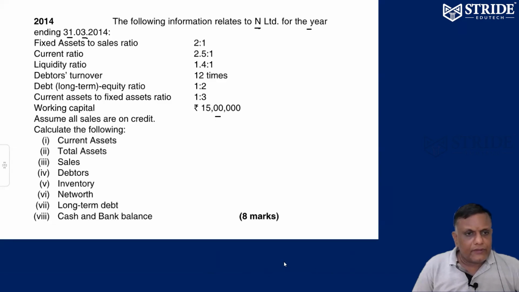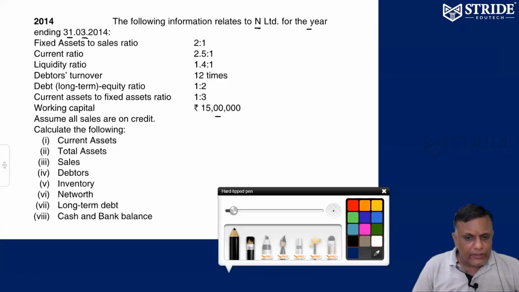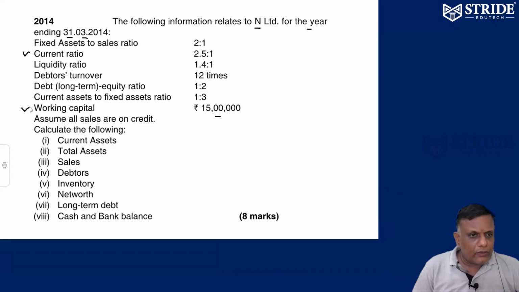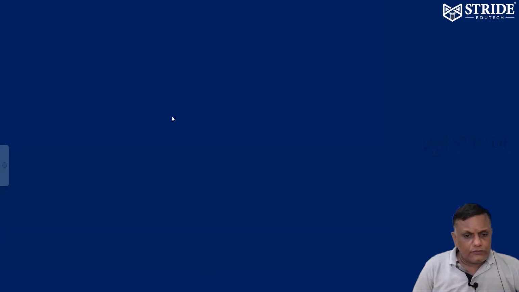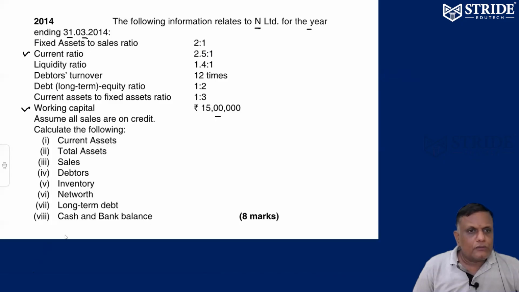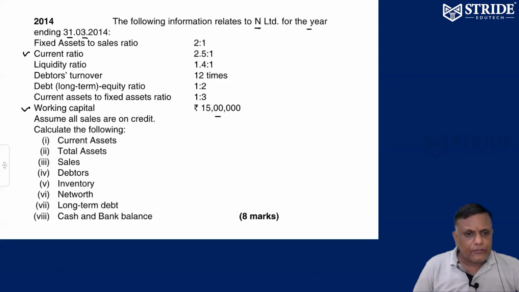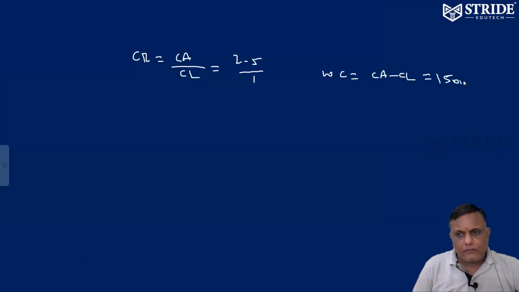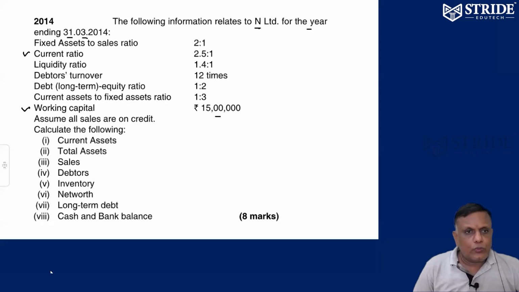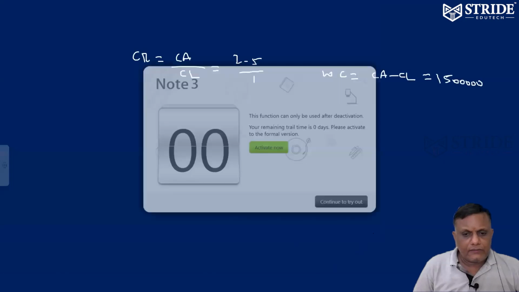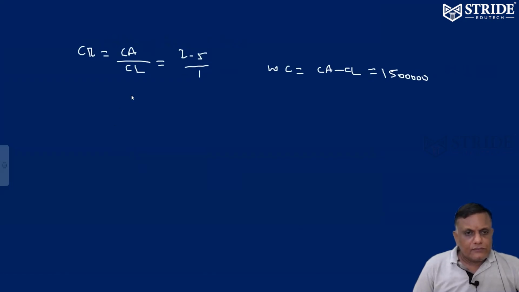Let's start with working capital and current ratio. Whenever working capital and current ratio are given, always take them first. That's the first priority. Current ratio is current asset by current liability. Working capital is current asset minus current liability. Current ratio 2.5:1, working capital 15 lakhs. So current asset is equivalent to 2.5 into current liability.